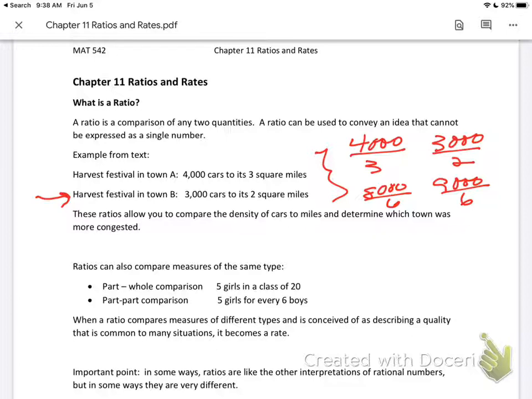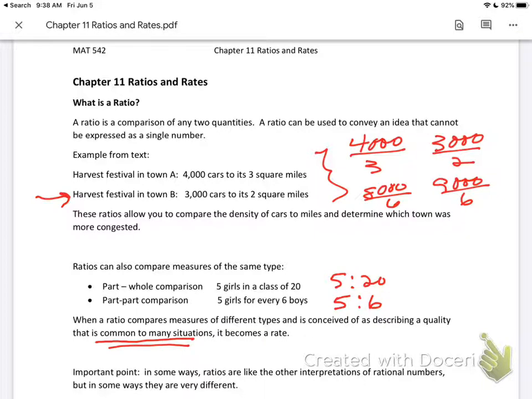Ratios can also compare measures of the same type. So part-to-whole comparison. For example, if you want to say that there are 5 girls in every class, you can write it like that. But then this is a part-to-part comparison. So we can also say that there's 5 girls for 6 boys. Okay, part-to-part and part-to-whole are different, so be aware of that. When a ratio compares measures of different types and is conceived of as describing a quality that is common to many situations, it becomes a rate. So the thing is, it has to be common to many situations.